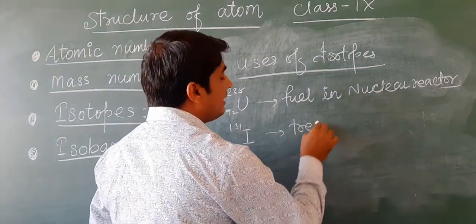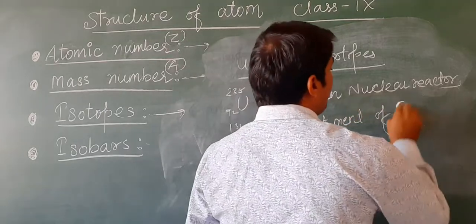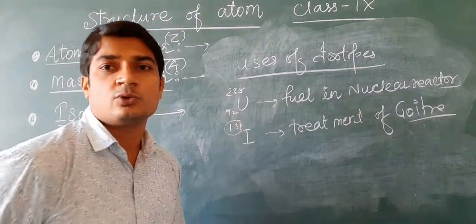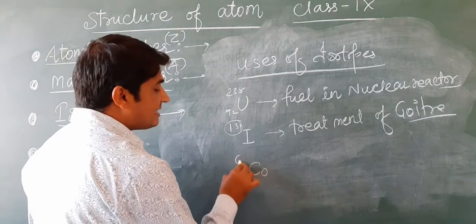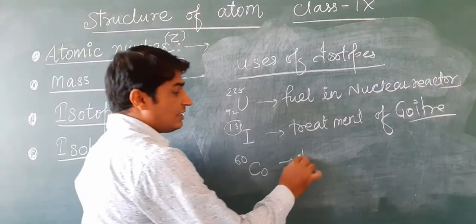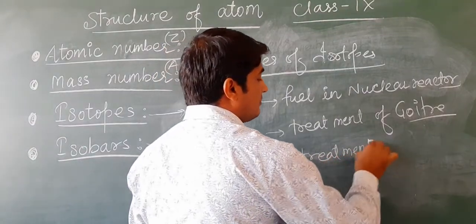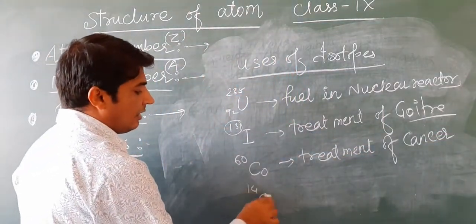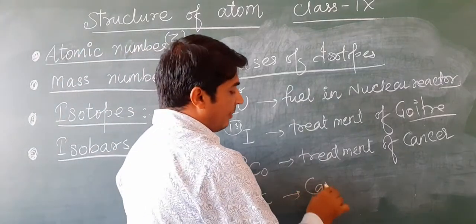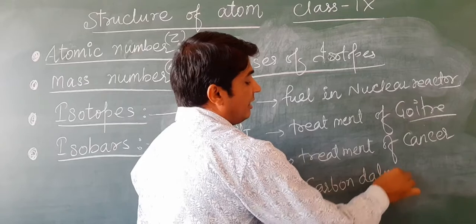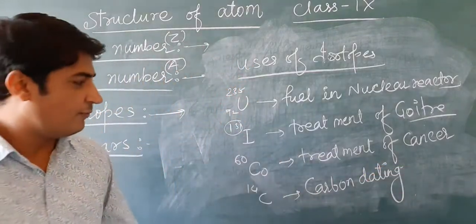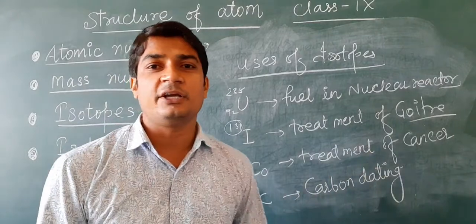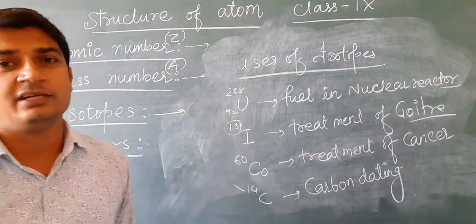Iodine is used in the treatment of goiter disease; isotopes of iodine are used. Cobalt isotope is used in treatment of cancer. Isotope of carbon 14 is used in carbon dating. Carbon dating is a method of finding the age of fossils. To find the age of fossils or old monuments, we use the carbon dating method. In it, the C14 isotope of carbon is used.